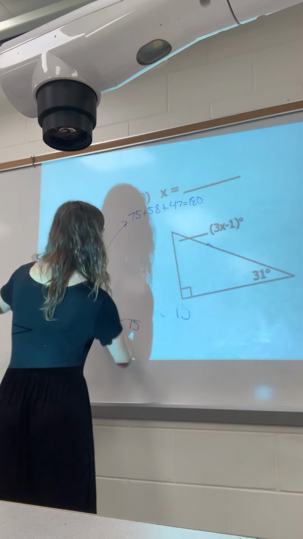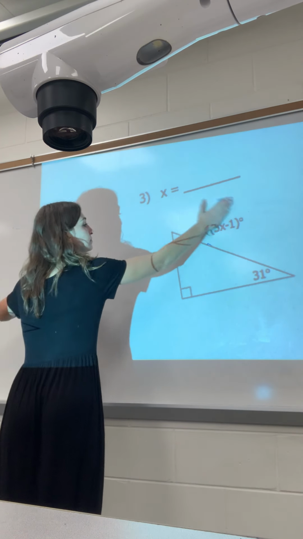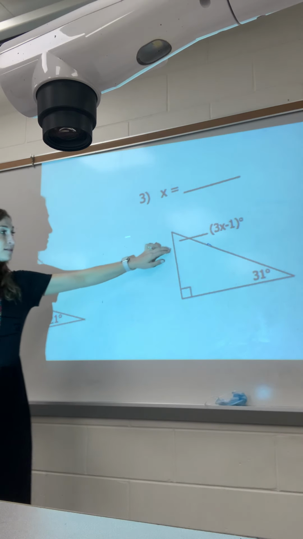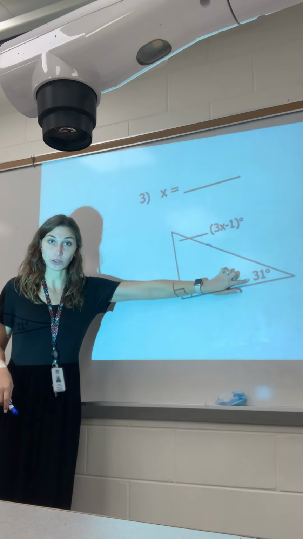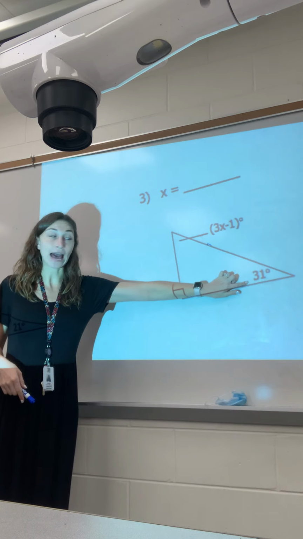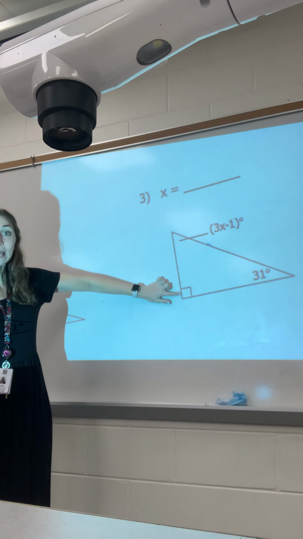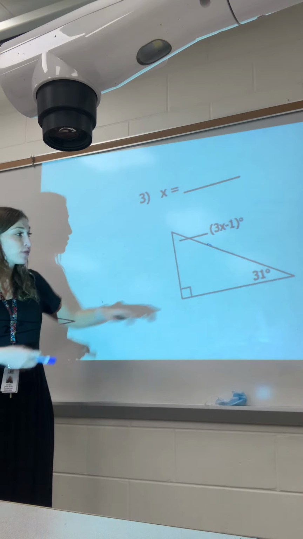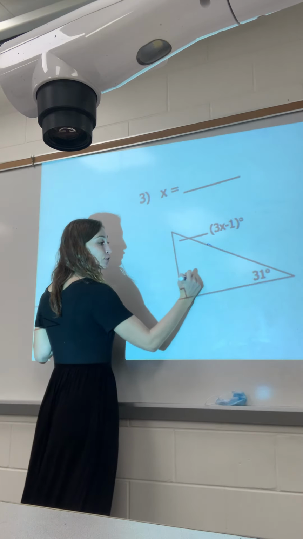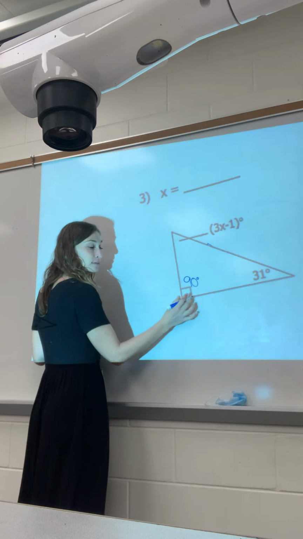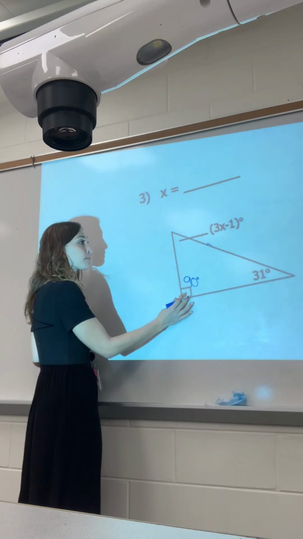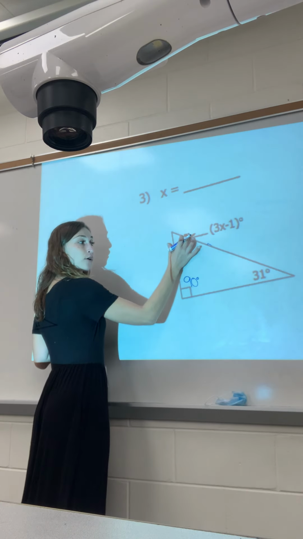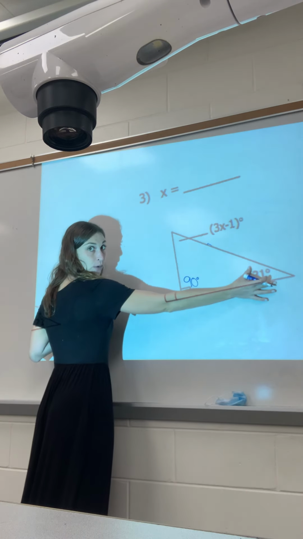Now you can see that they're giving us x's and variables. So let's figure this out. They're giving us here a right angle, okay? So I know if it's a right angle, this is immediately going to be 90 degrees. Why? Because a right angle is 90 degrees. Okay, this is 3x minus 1, so that represents this angle. And this angle is 31 degrees.